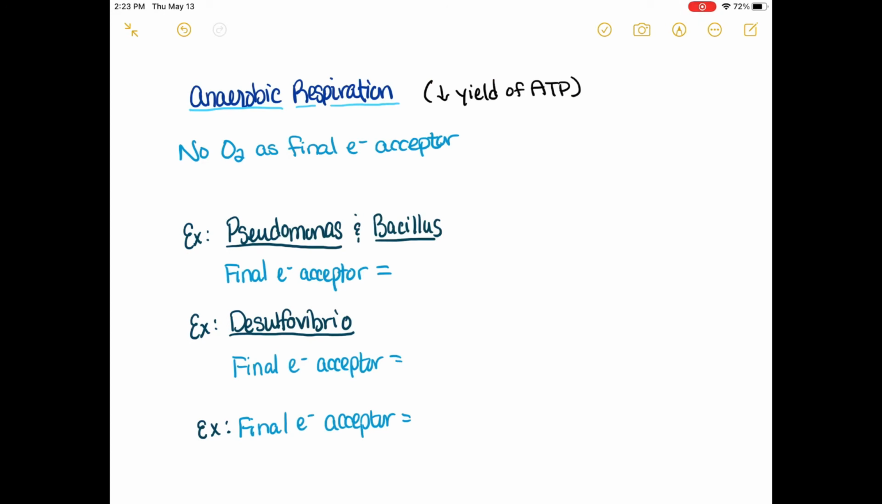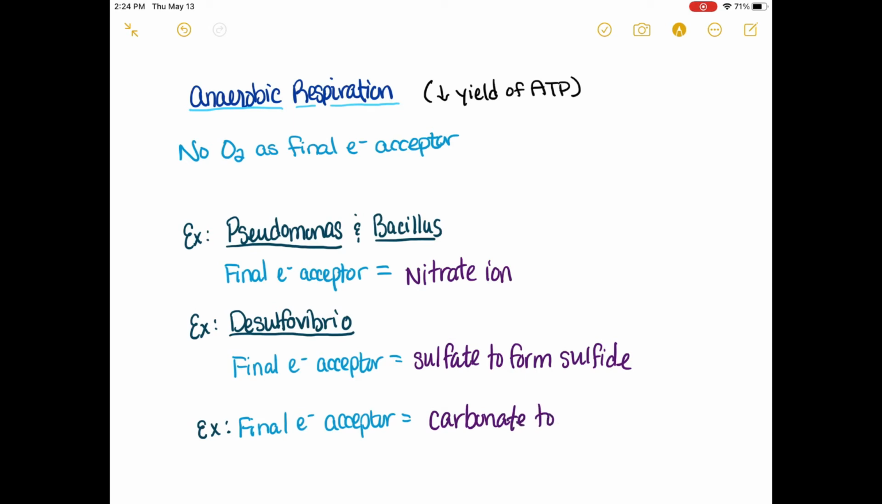There is a low yield of ATP during anaerobic respiration. Now, of course, oxygen is not present, so the final electron acceptor is an inorganic substance. Here are some examples. The final electron acceptor for Pseudomonas and Bacillus is the nitrate ion. For Desulfovibrio, the final electron acceptor is sulfate, and it forms sulfide. Another final electron acceptor is carbonate, and that forms methane.